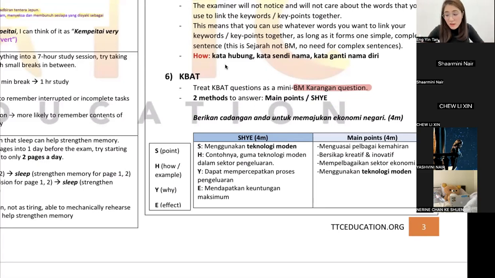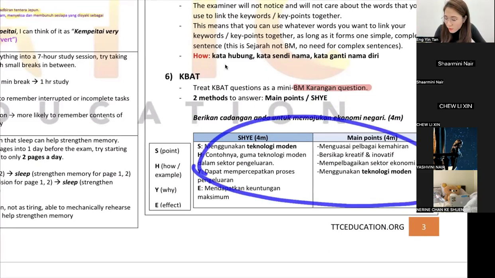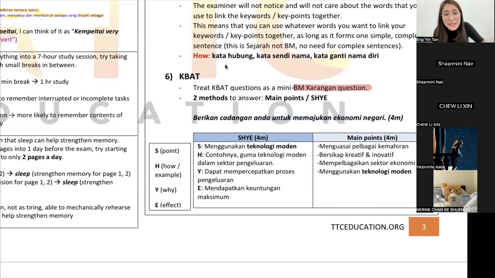But of course, this is just Sejarah. So we take it like a mini format. Boleh faham? Jangan tulis panjang-panjang ya, following the marks. Of course, you can write extra, additional ones, okay? So a lot of students tell me, teacher, I have no idea.